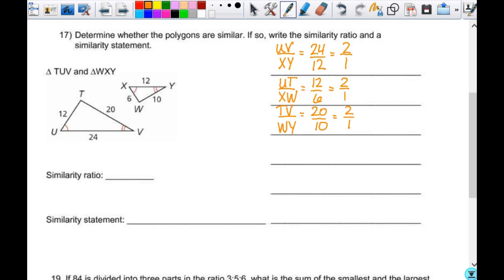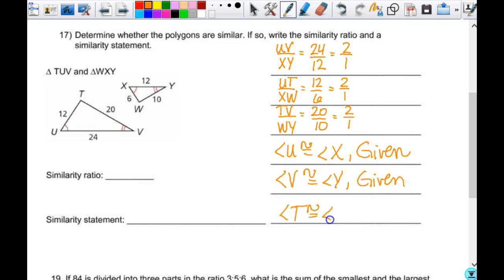But we're also going to talk about the angles. I know that angle U is congruent to angle X. That was just given to me. I know that angle V is congruent to angle Y. That was also given to me. And I know that angle T is congruent to angle W by the third angle theorem.